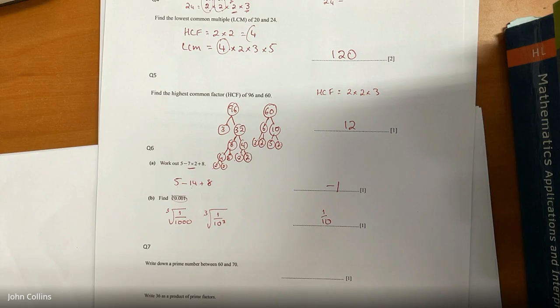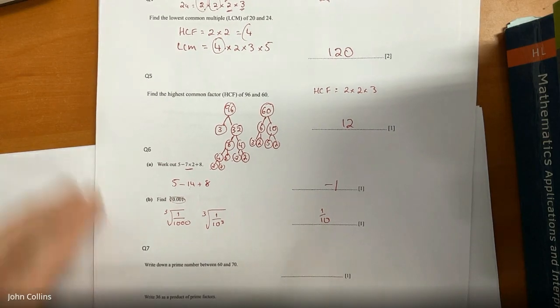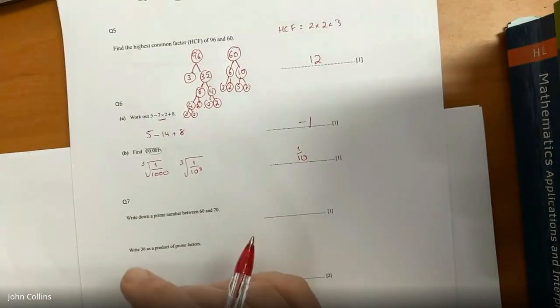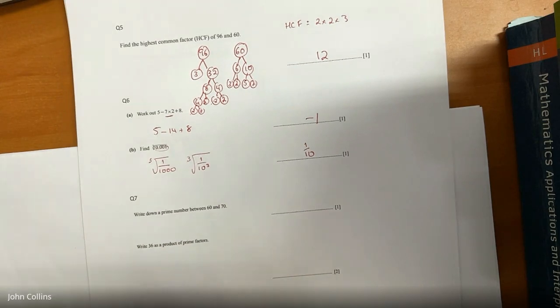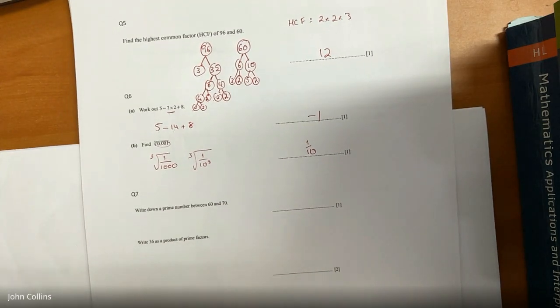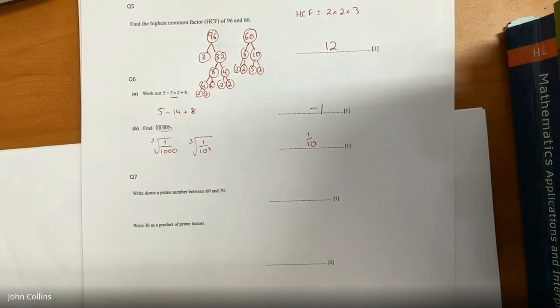Find the cube root of 0.001. Question 6. Okay. No, I'll leave that out. It was just attached to the other question. I forgot. Yes. Okay. Write down a prime number between 60 and 70.